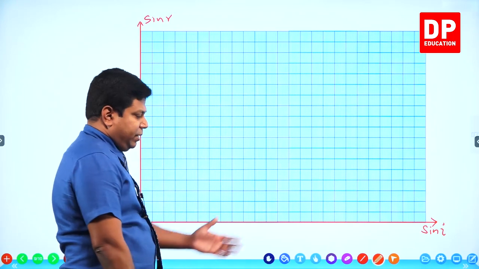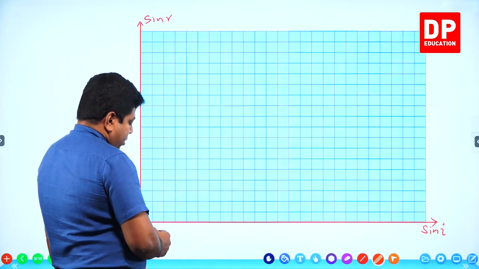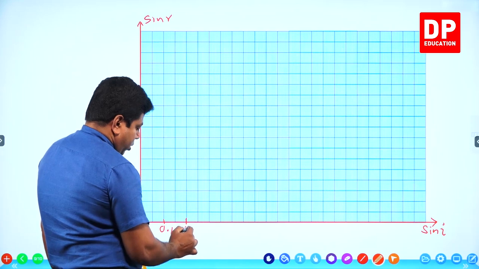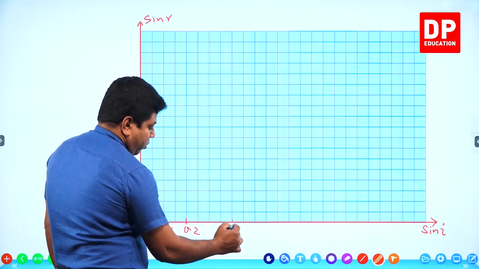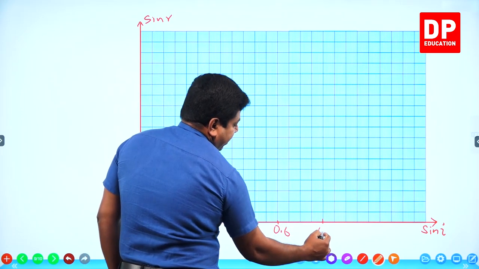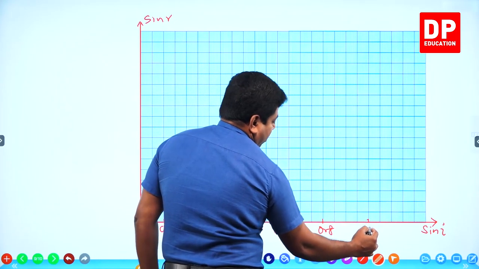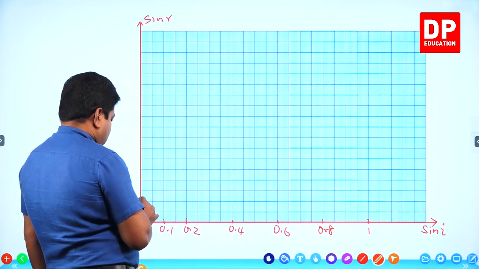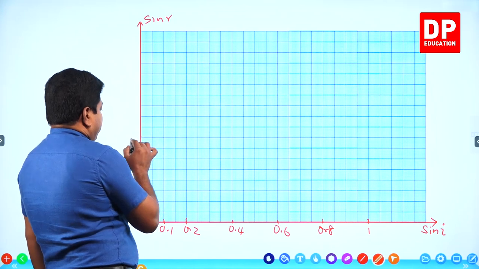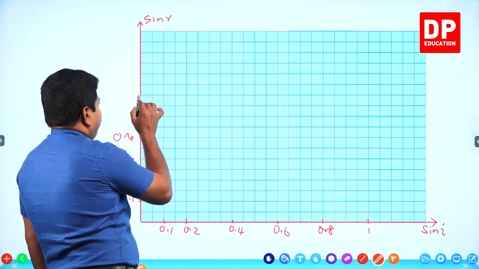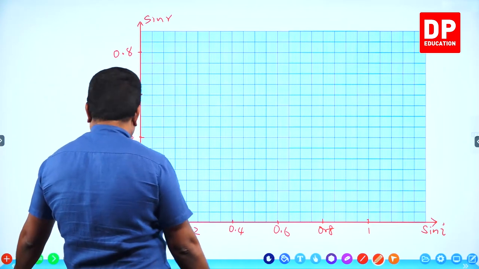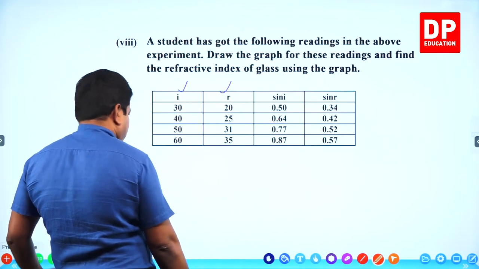First point is 0.5. So let me take the scales. Let's take this as 0.1, 0.2, 0.3, 0.4, 0.5, 0.6, 0.7, 0.8, 0.9. Similarly, in the y-axis also, let's take this as 0.1, 0.2, 0.3, 0.4, 0.5, 0.6, 0.7, 0.8. I think 0.8 is enough for us in the y-axis. Check that. We don't have anything above 0.8. So, sine r up to 0.8 is enough.